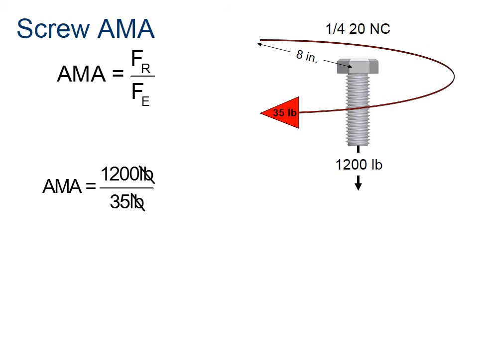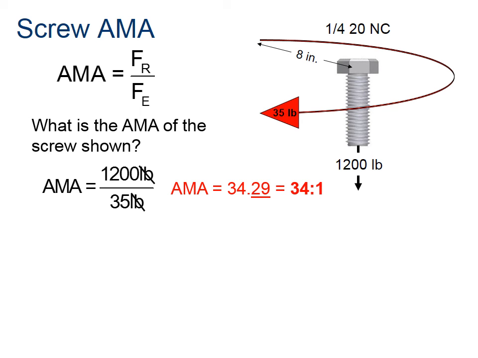By that same token, that same screw, let's look at what the AMA is. So we put 35 pounds of force on it, and we can actually move 1,200 pounds. That's pretty large. And we do that math. There's no tricks here with the circumference or pitch. It's just a straightforward force divided by a force. That math turns out to be 34.29.